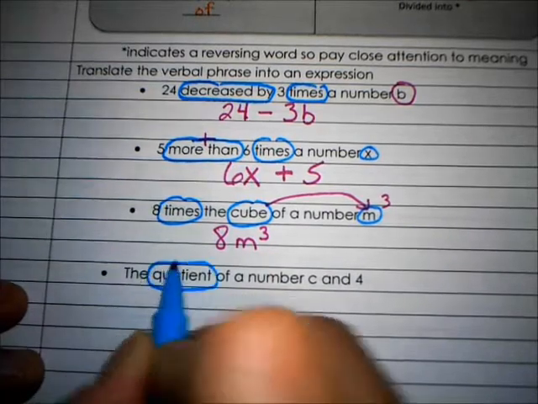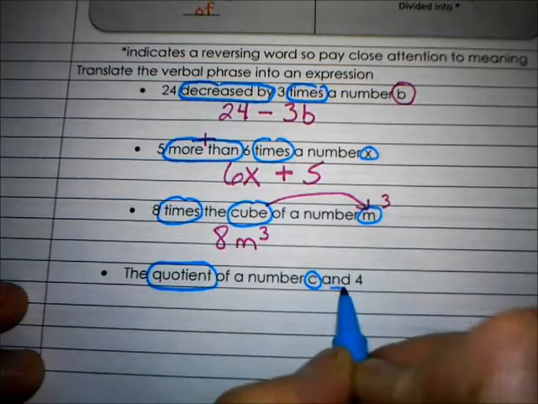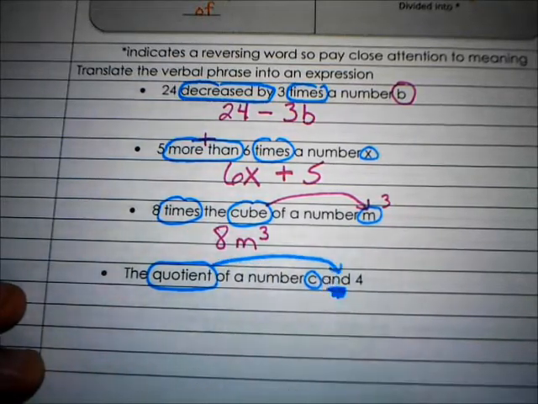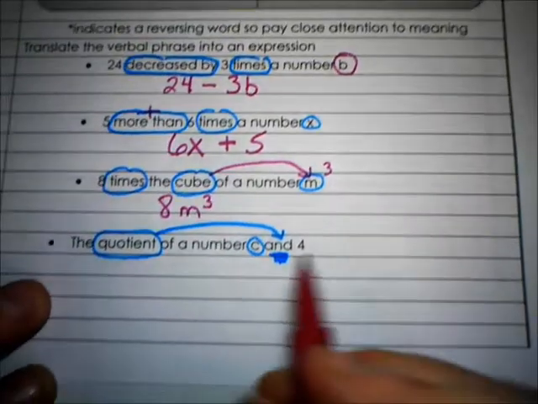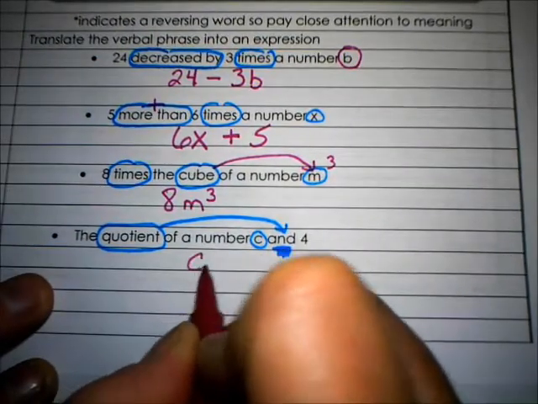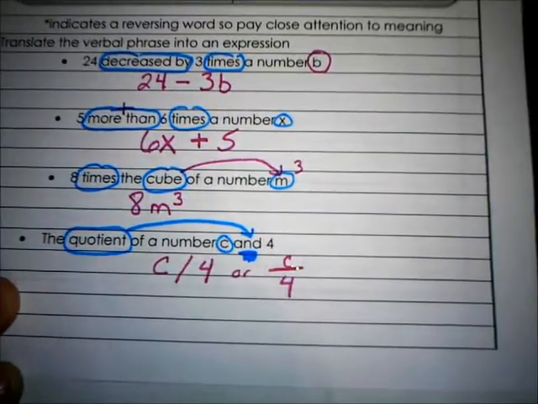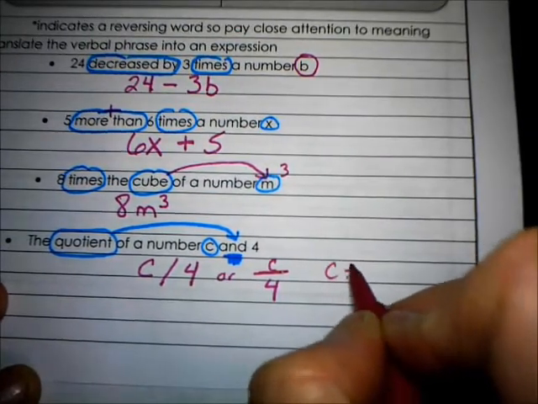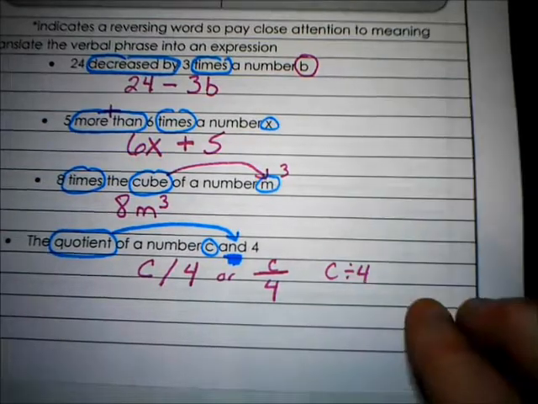And then the last phrase here says the quotient of a number c and, very, very important, 4. The quotient goes where the and is. Quotient refers to a division that is taking place. So that means I'm going to have c divided by 4, or you could write this c over 4. Or you can do the division symbol, I will take c divided by 4. Okay.